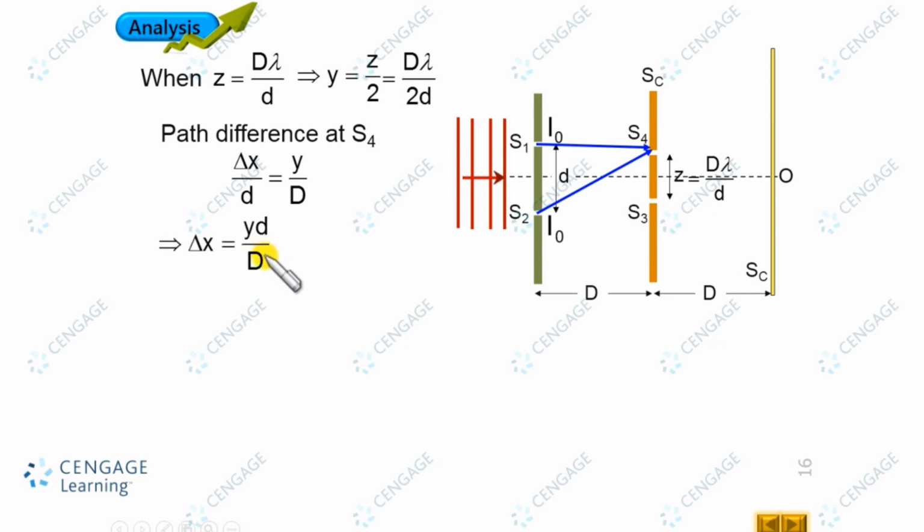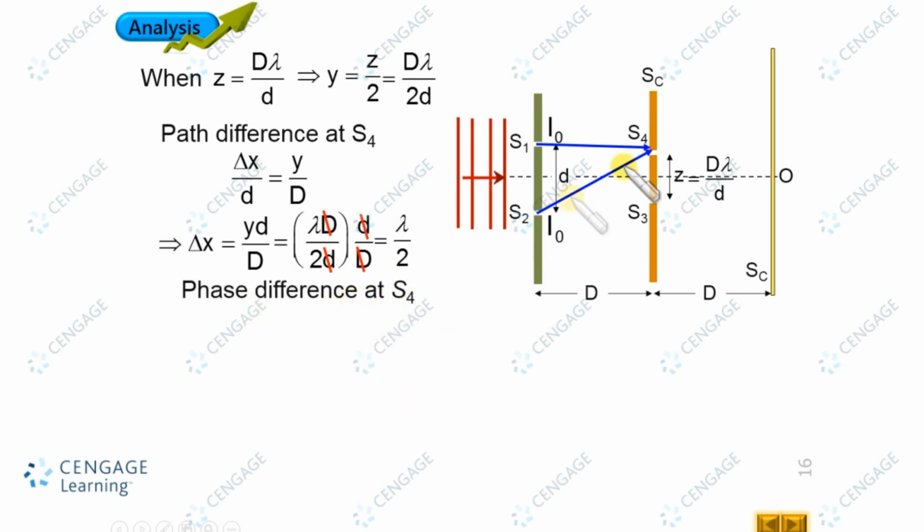Now we can substitute the value of y. Y is capital D lambda divided by 2d. Now capital D and small d will get cancelled. That means the path difference is lambda by 2. We got the path difference. Now we have the relationship between the phase difference and path difference, that is phase difference equals 2 pi by lambda multiplied by path difference, and path difference equals lambda by 2. So let us calculate the phase difference at S4, and we know the phase difference at S4 is equal to the phase difference at S3 also.